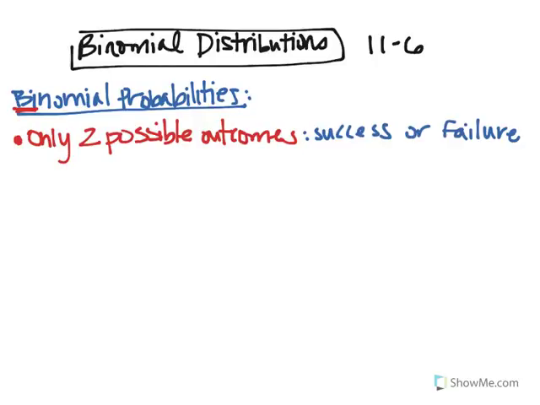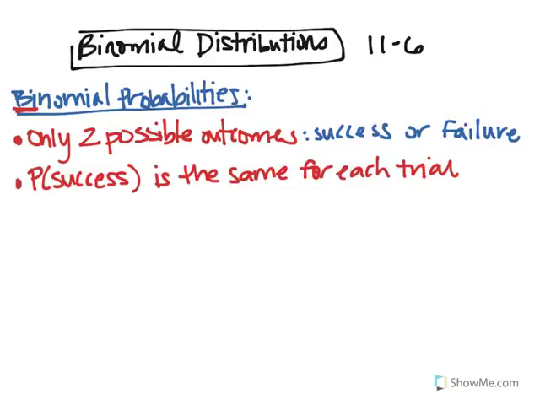For example, if you wanted to draw a red card, you would either draw a red card or you wouldn't. So it would either succeed or fail. There are two possible outcomes. The probability of getting a success is the same for each trial, so it doesn't change. It stays the same.